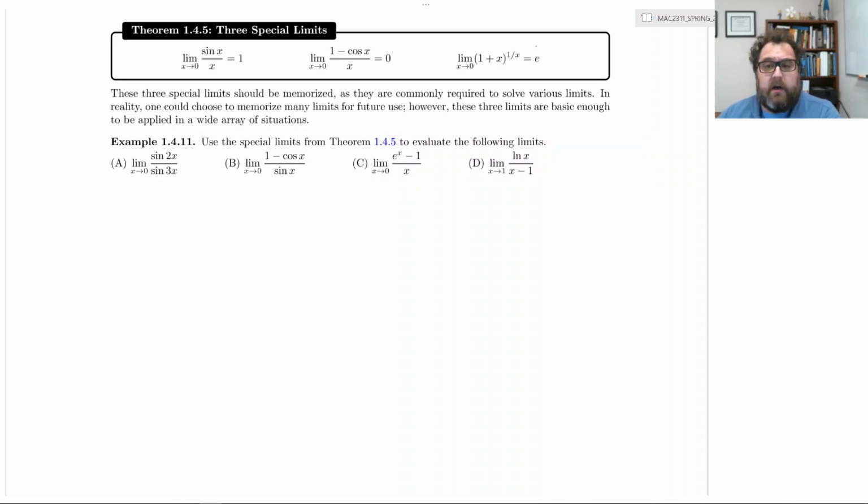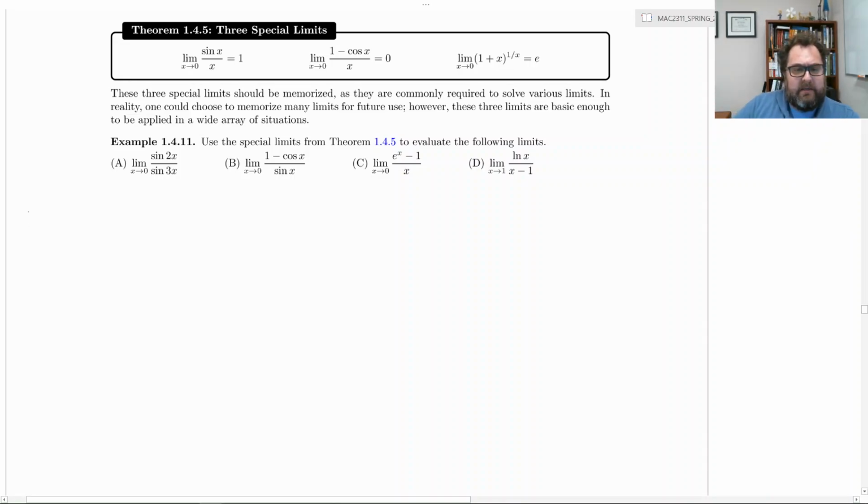Okay, so we have four examples here. The first two look like they involve trig, so clearly the first one's going to involve our first special limit involving sine, and the second one has some cosines in it, so we'll probably end up using that middle special limit. And then the last two look like they're going to involve that new one that involves e.